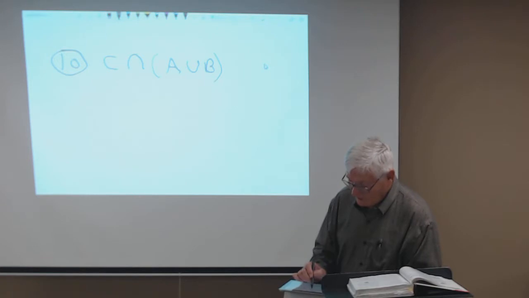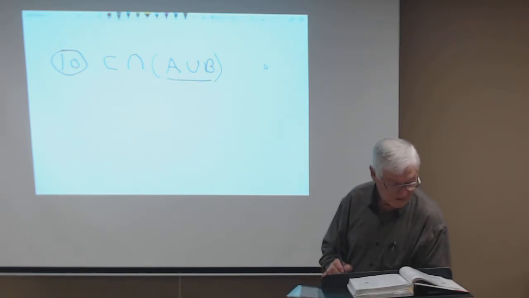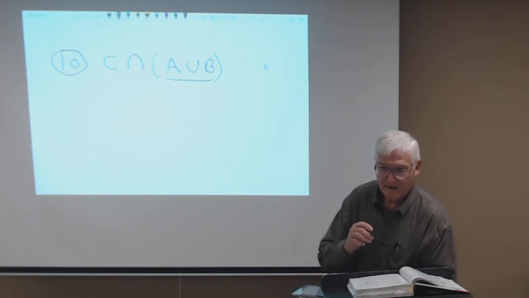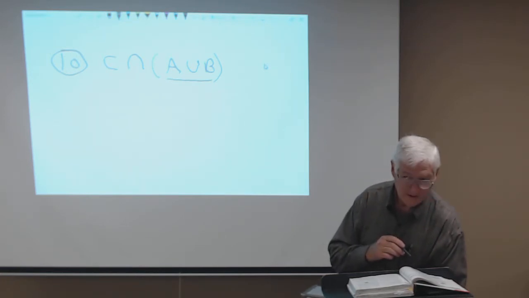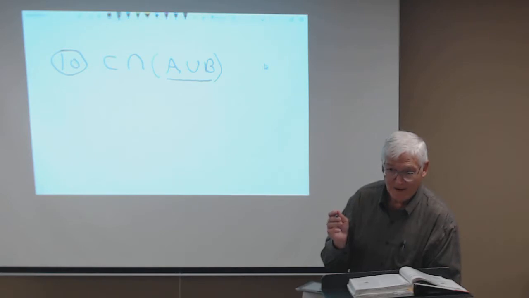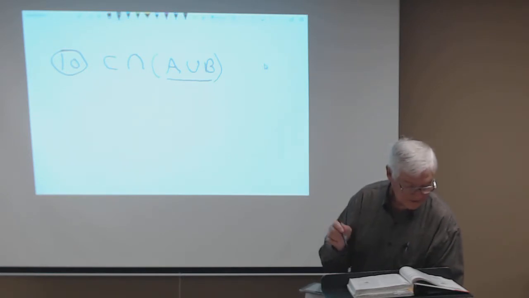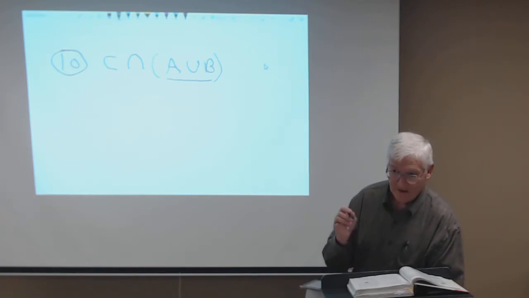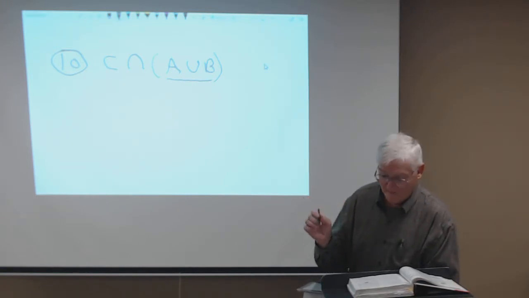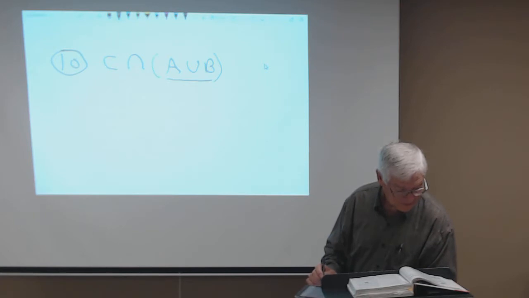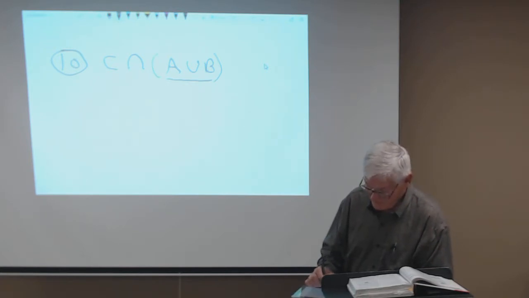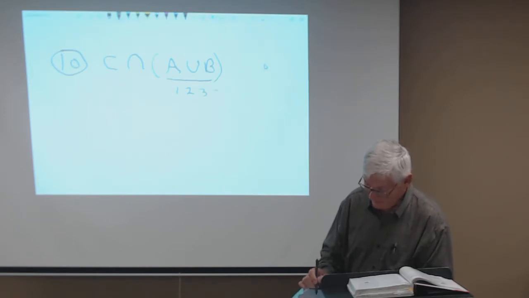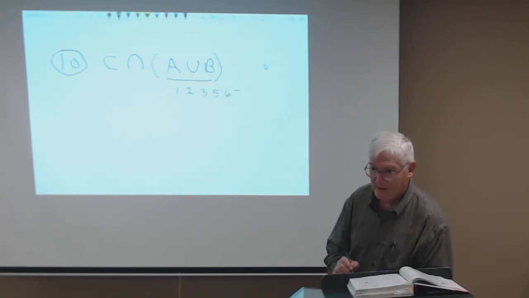Now, what's the union of A and B? What numbers are inside A? 1, 3, 5, and 7. Does everyone see 1, 3, 5, 7? What numbers are inside B? 2, 3, 6, 7. Everybody see 2, 3, 6, 7? What happens if I unite those? What do I get? 1, 2, 3, 5, 6, 7. Is that right? Yeah.